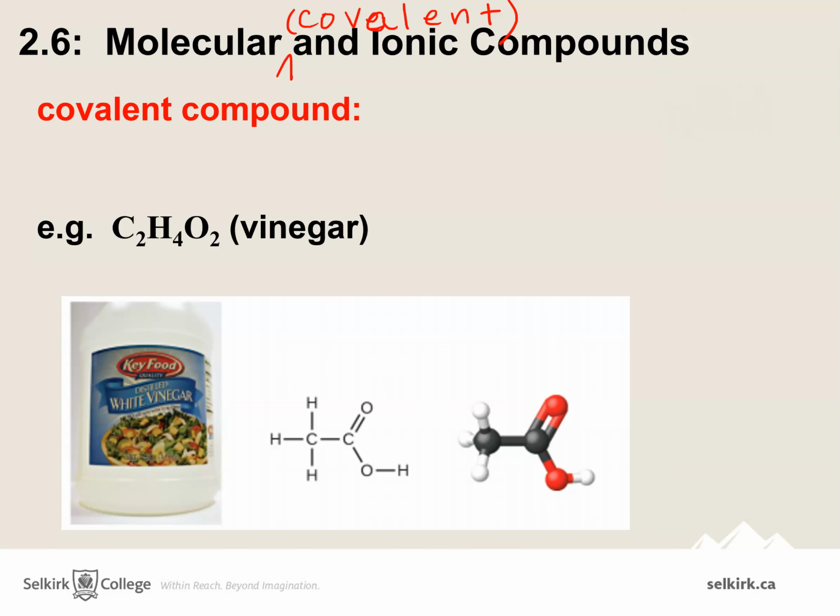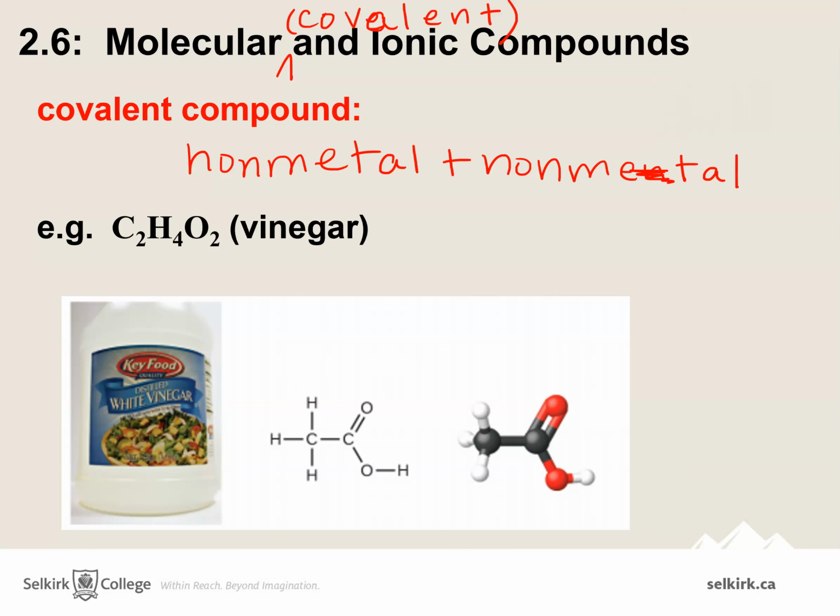We recognize those when we look at the elements. From the positions in the periodic table, we recognize a covalent compound when we see a nonmetal combined with a nonmetal. And what happens is that one nonmetal atom wants to share electrons with the other atom.